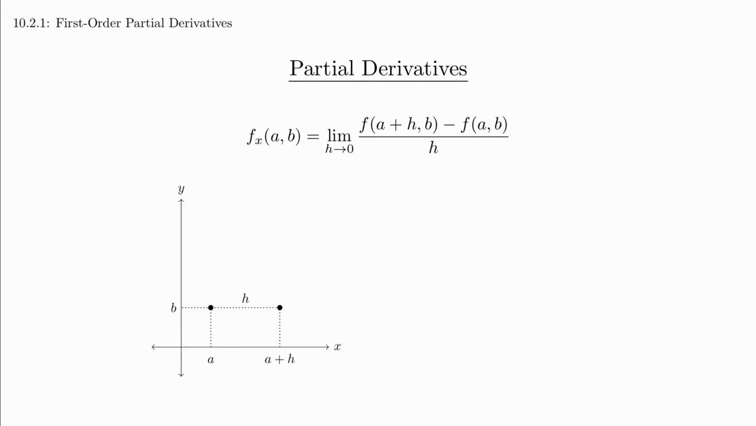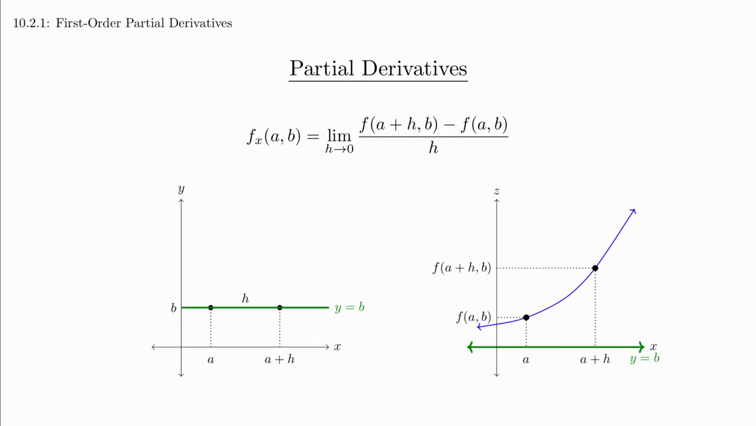Here's what it looks like on the xy plane. We are evaluating the function at the points (a, b) and (a + h, b). The point (a, b) is in one position, and (a + h, b) is to the right of it, a distance h away. If we look at what's happening on the y = b plane, we get a piece of the curve, and the difference quotient is the slope of the secant line. And then we're taking the limit as h goes to 0 to get a derivative. This is called the partial derivative with respect to x, because we're only looking at how the function changes when moving in the x direction.